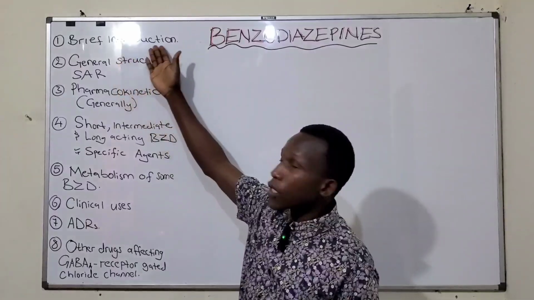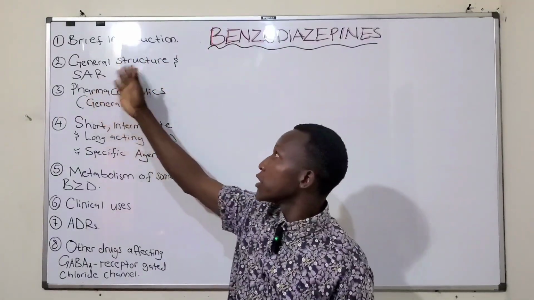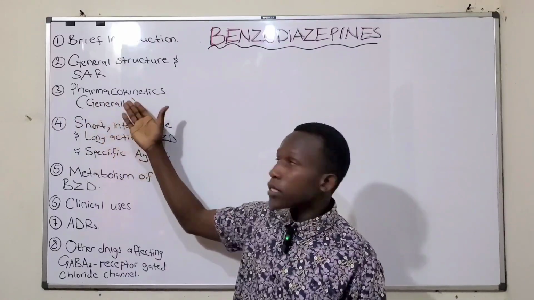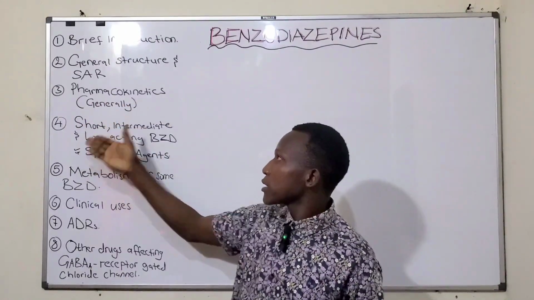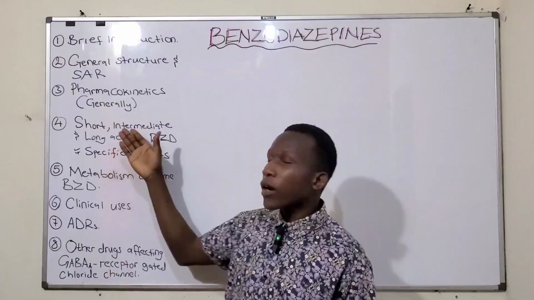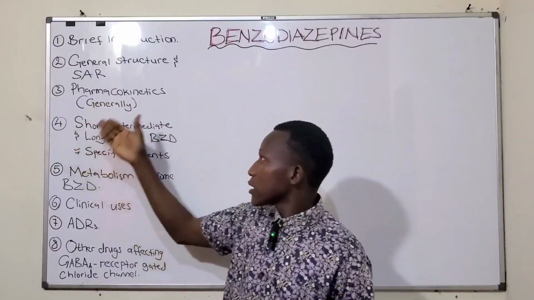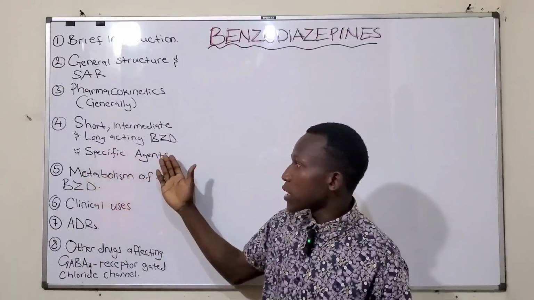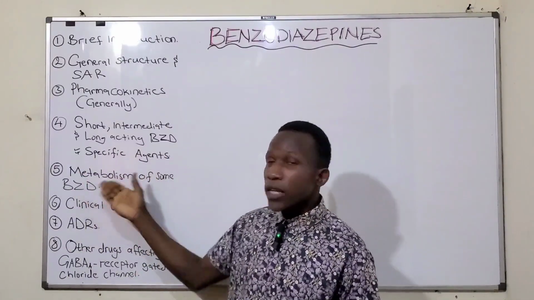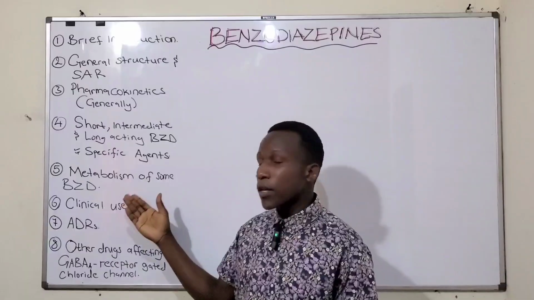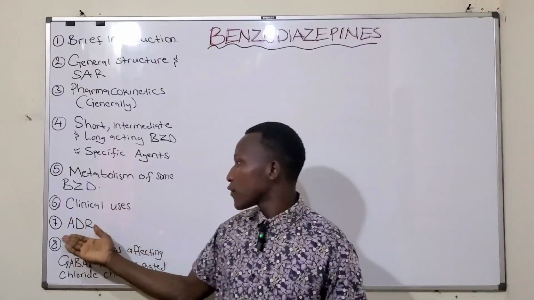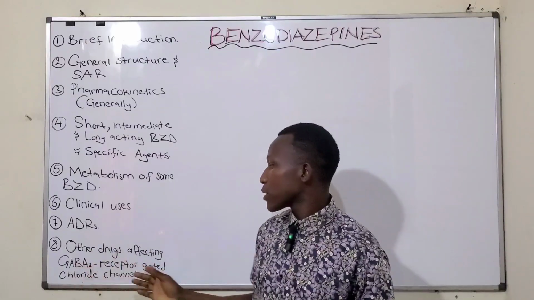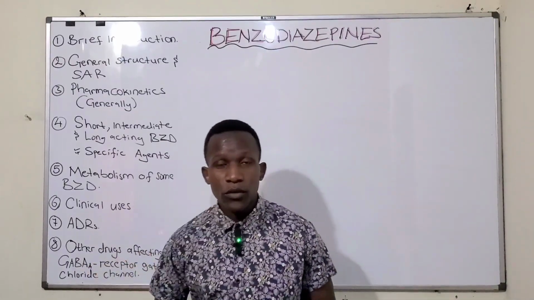We are going to do a brief introduction of the benzodiazepines. We talk about the general structure and SAR. Then the general pharmacokinetics: why some are short acting, intermediate acting, and long acting, and how you can tell that one is short acting, intermediate, or long acting by merely looking at the structure. We talk about the specific agents, metabolism of some benzodiazepines. We see the metabolism pathway, then clinical uses and adverse drug reactions. Then we talk about other drugs which affect the GABA receptors, the gated chloride channels.